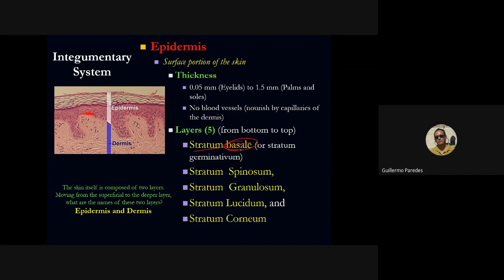You don't need to memorize all these names, by the way. I'm helping you on that because it's not needed. But I'm going to point out a few things. The next layer is the stratum spinosum, here on the top. Then we have the stratum granulosum, which is here. Then we have the stratum lucidum here. And then we have the stratum corneum, which is this. All this is the stratum corneum. Okay, so we have 1, 2, 3, 4, 5 layers. You okay with that?